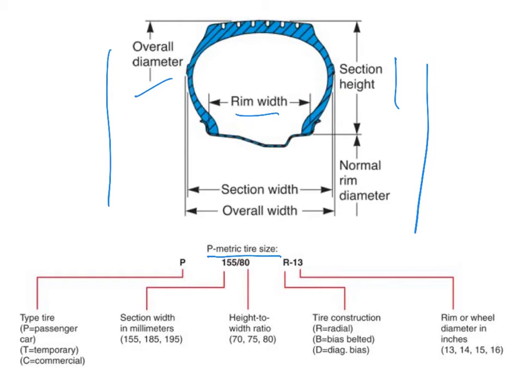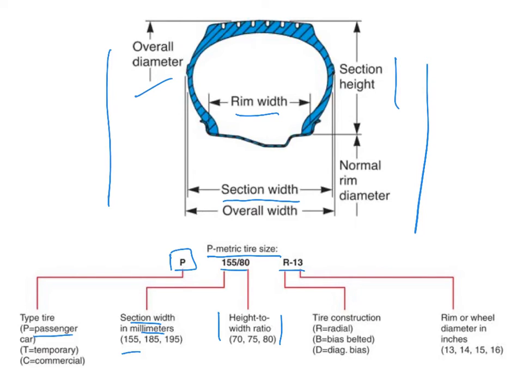So when you look at a tire, you might see P 155/80 R13. What does that mean? Well, the P in this instance means P, it's for a passenger car. It gives you the section width in millimeters. In this case, it's 155. What's your section width? Well, the graphic up here tells you. Also, the 80. What does the 80 mean? Well, that's your height to width ratio. The ratio or relationship between the height of the tire and the width of the tire.